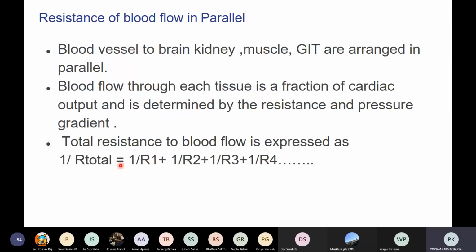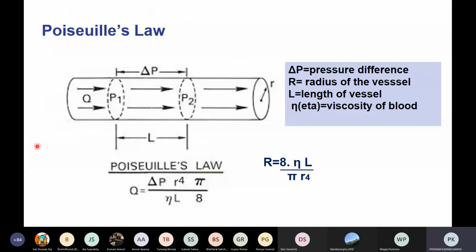There will be increase in resistance and there will be decrease in blood flow. So that is how resistance will affect the blood flow when they are in series and the parallel vascular circuit. Last but not the least, we have Poiseuille's law, which also talks about the resistance only. So in Poiseuille's law, you can see this formula over here.